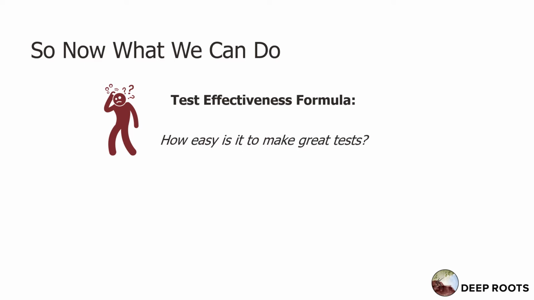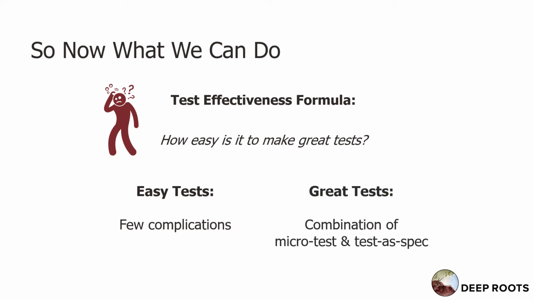The measure is basically how easy is it to write great tests? But let's make that a little more measurable. So easy means how few complications do I have to introduce? And great means tests that are simultaneously microtests and test as spec. However, what are these complications? And how do we define those two traits?